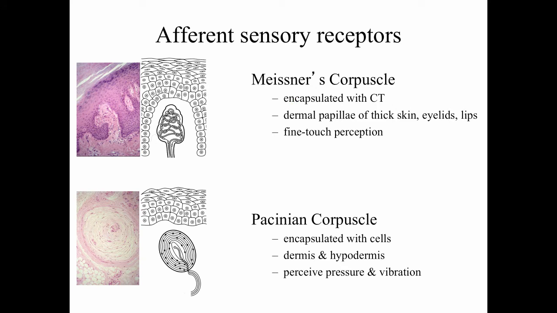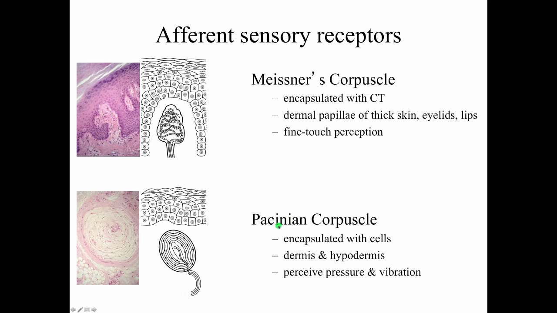We can also talk about some afferent sensory fibers, and we're going to expect you to be able to identify these histologically. Two significant ones are the Meissner's corpuscles and the Pacinian corpuscles. Meissner's corpuscles are receptors that are encapsulated with connective tissue. They're usually found within the dermal papillae of thick skin. You sometimes find them on the eyelids and on the lips. These function for fine touch reception.